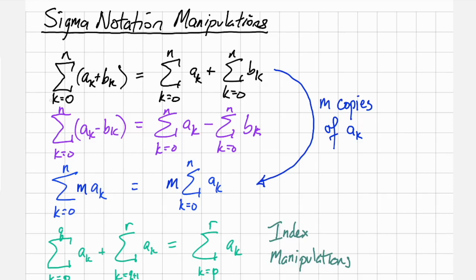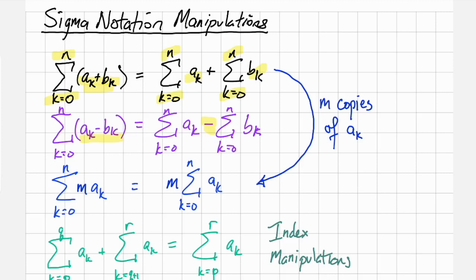If we take the sum, where k goes from 0 to n of a sub k plus b sub k, we can rewrite that one sum into two sums. The sum from k goes from 0 to n of a sub k plus the sum where k goes from 0 to n of b sub k. Similarly, if instead it's a difference of a sub k and b sub k, then we can have a difference of the larger sums.